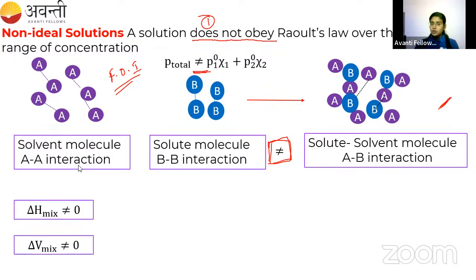If I try to take the delta H, H2 is final and H1 is initial. H2 means it is for the solution. This is the final part, right? So that is different from the initial, so it will not be equal to 0. That's why I have given that it is not equal to 0.